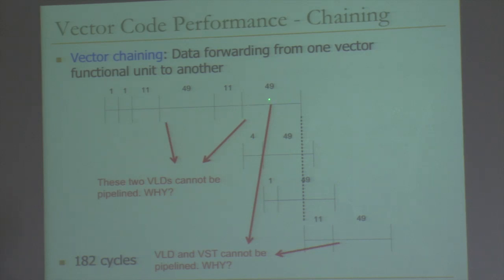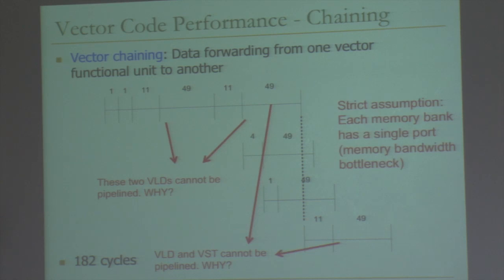Again, while you're doing this vector load, you can do this vector store. Because this loads from vector register B. This stores into vector register C. And while you're loading vector register B's later elements, you're storing vector register C's earlier elements. You could potentially pipeline them, but they cannot be pipelined because you have only one port to memory.